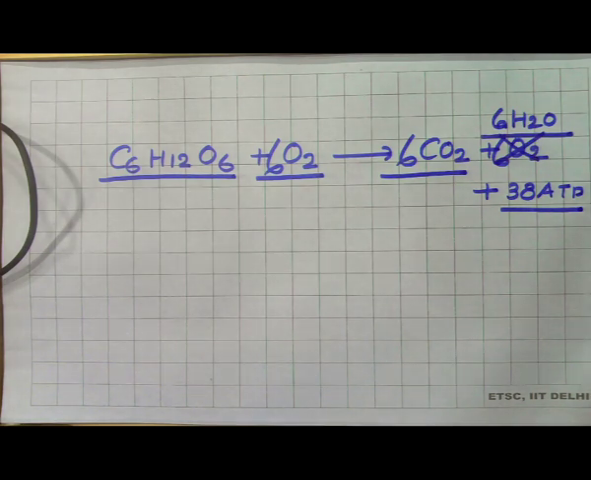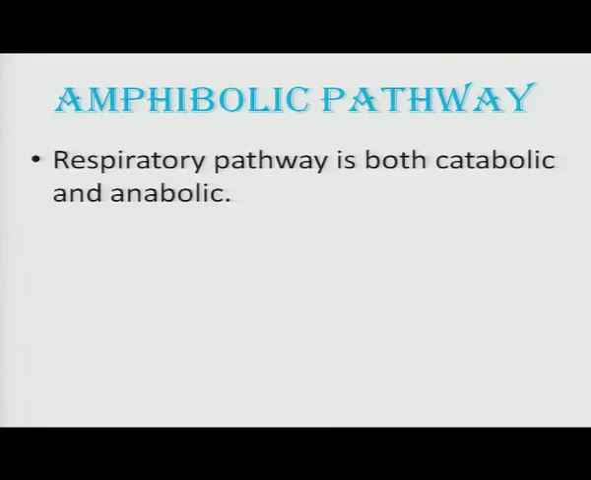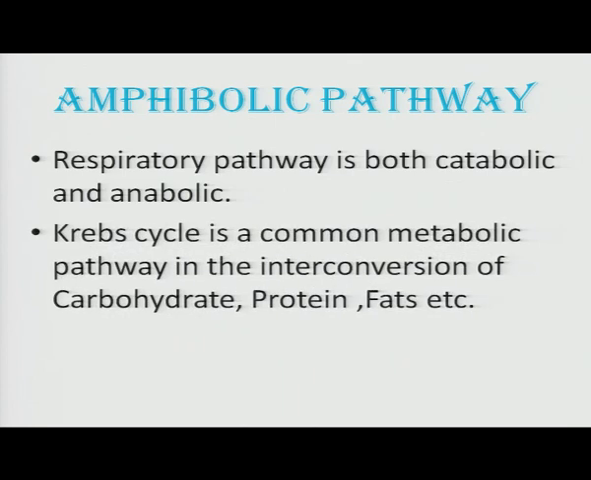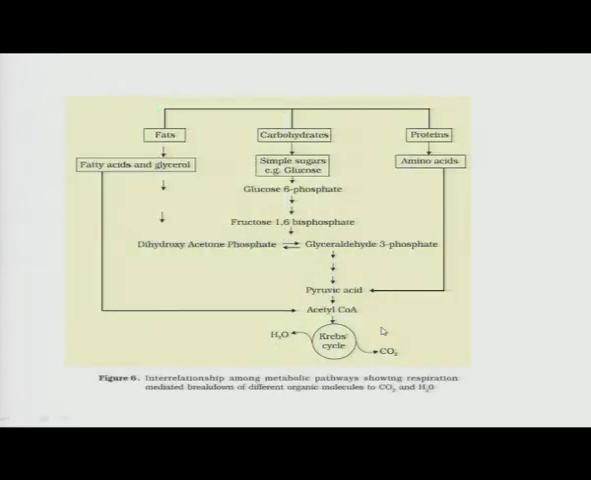It is also called an amphibolic pathway, because in respiration both catabolic and anabolic processes are there. The Krebs cycle is the common metabolic pathway in the interconversion of carbohydrate, protein and fat. We have discussed in another slide how.